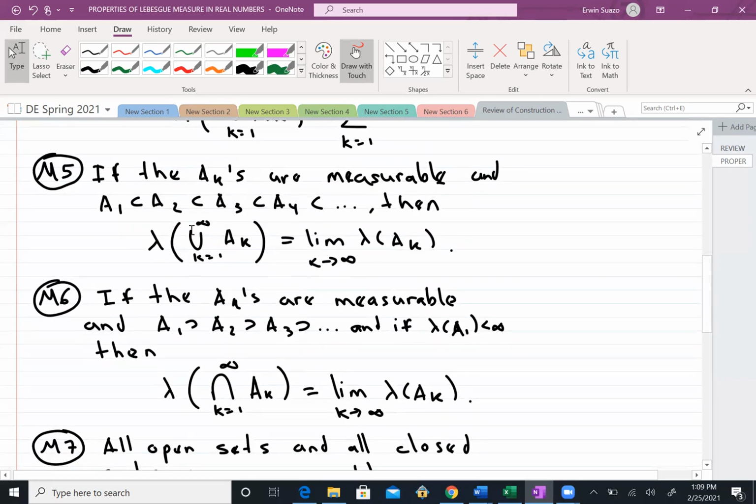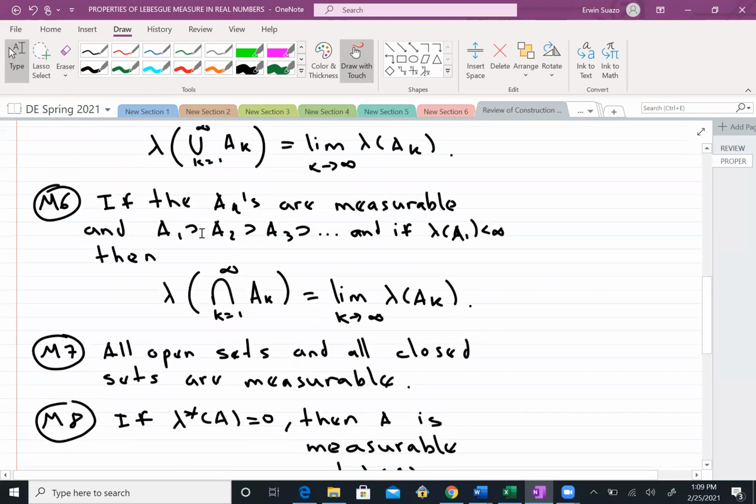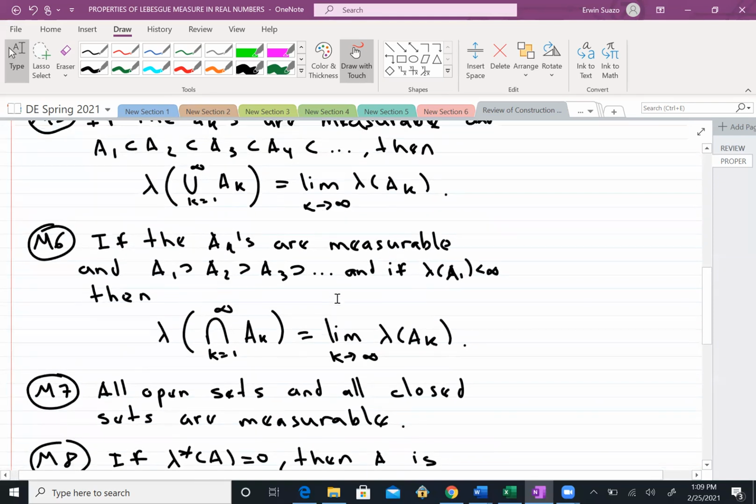Now this one is homework. It's coming homework, and you have a sequence of sets that are contained in each other. So the Lebesgue measure of the union is the limit of the Lebesgue measure of the sets. Now, if A1 contains A2, A2 contains A3, and so on, and the Lebesgue measure of A1 is less than infinity, this is going to be the limit. Okay, that's an important property.